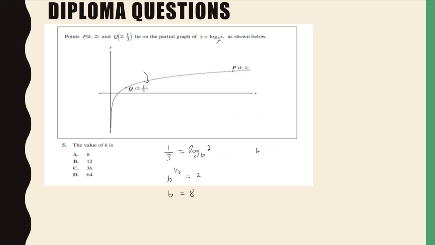So now that we have the full equation, which is y equals log base 8 of x, we can substitute the part of the point that we know, which is the y. So we know y is equal to 2. And we're looking for our k value, which is our x. So again, I can turn this into an exponential form. So I have 8 squared is equal to k. So that means 64 is equal to k. So our answer is D.